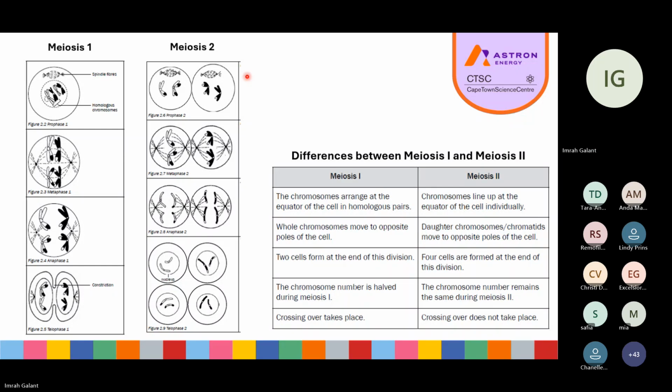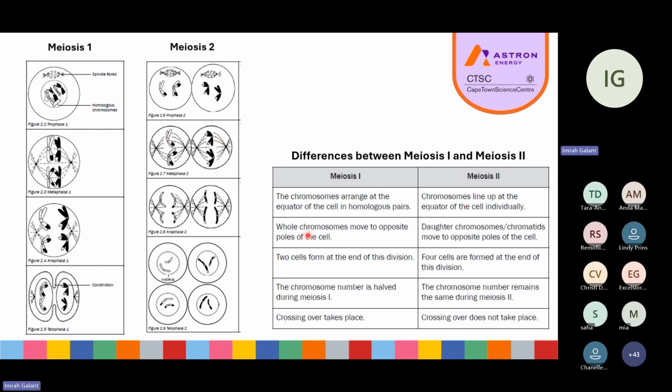Okay, so let's look at the first one. It says the chromosomes arrange at the equator of the cell in homologous pairs. That is now referring to metaphase 1 in meiosis 1, as you can see over there. Then in meiosis 2, chromosomes line up at the equator of the cell individually. So they're no longer in homologous pairs, they are individually aligned along the equator.